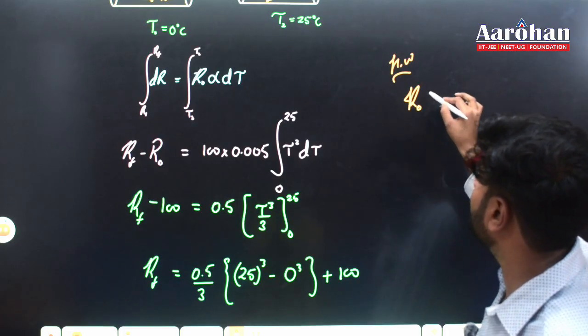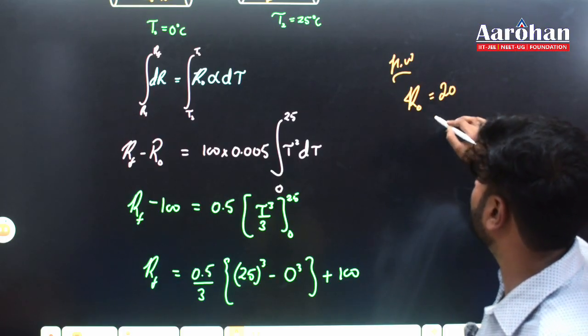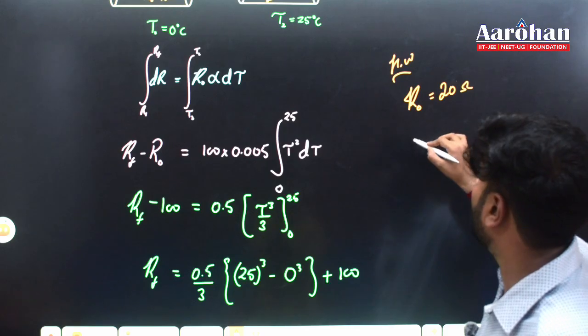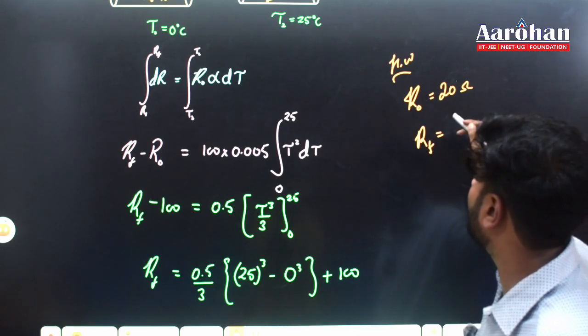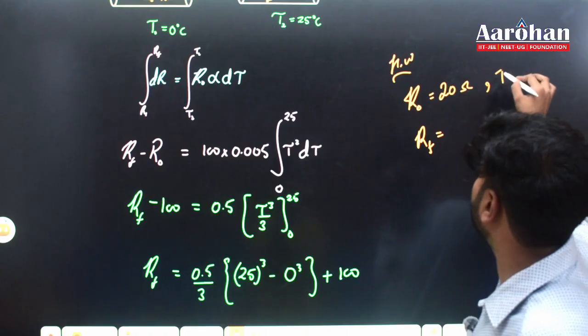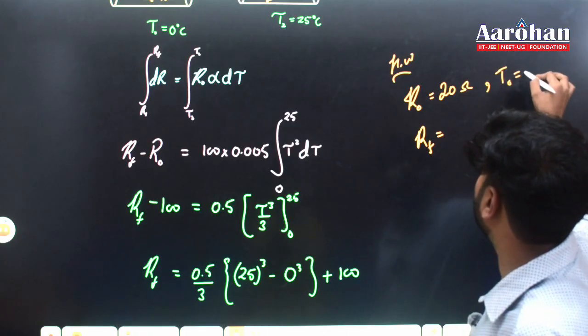Let's say R initial is 20 ohm, R final is, and T initial is, okay, 0 degrees Celsius.